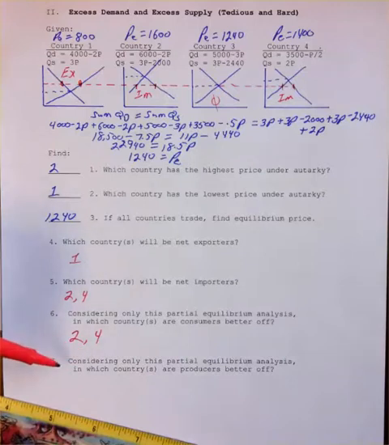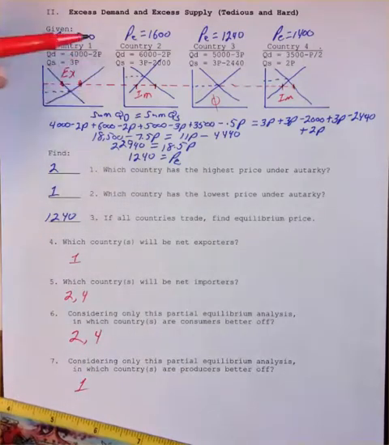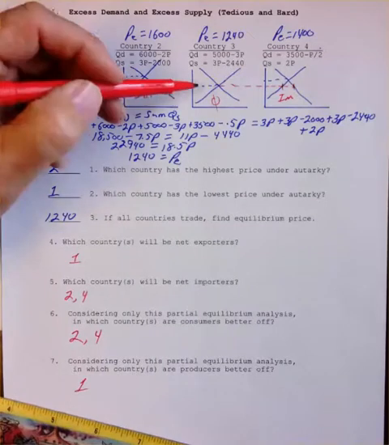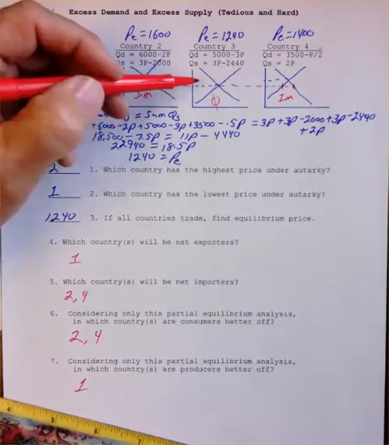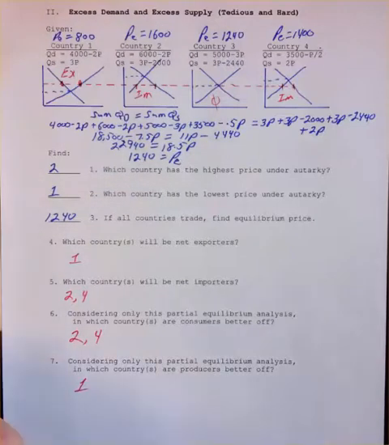Considering only this partial equilibrium analysis, in which country are producers better off? Well, producers are better off in country 1 because the price has gone up for them. In country 2 they're not, the price has gone down. In country 3, no, there's been no change. And in country 4 the price has gone down, so only country number 1.